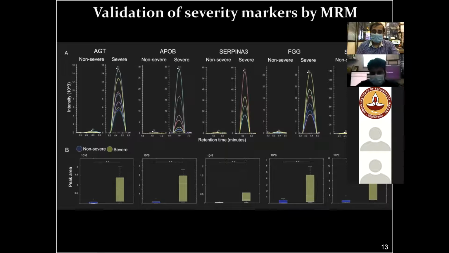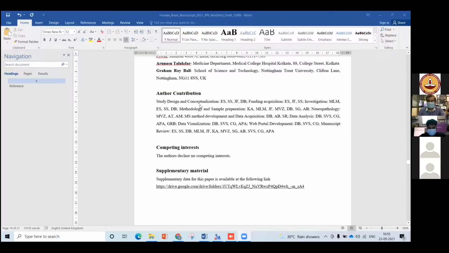Okay, so I will share my screen and I will show you the data that we have generated for the COVID plasma project and what sir was just showing.